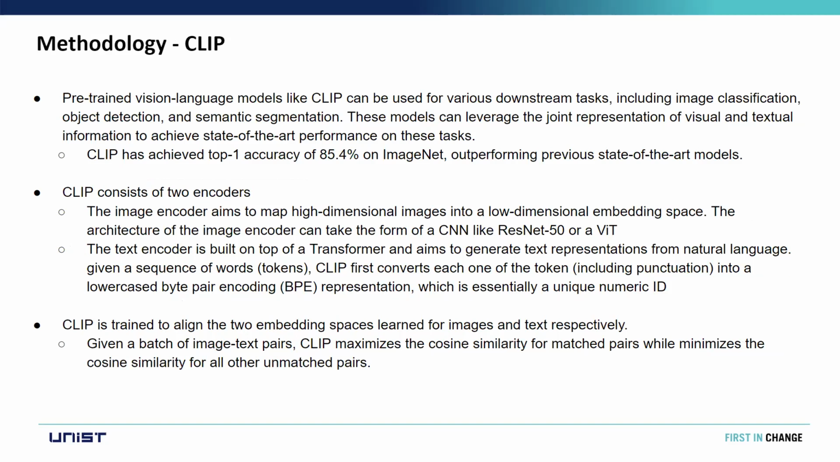Also, methodologies. They use CLIP, a pre-trained vision language model, and CLIP can be used for several downstream tasks, including image classification, object detection, and semantic segmentation. CLIP leverages joint representation of the visual and textual information, and it surpassed the state-of-the-art models.